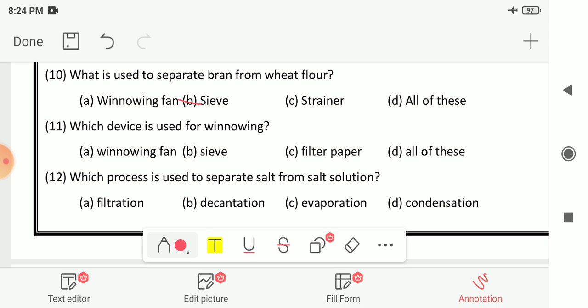Next, 11th number, which device is used for winnowing? The options are winnowing fan, sieve, filter paper or all of these. So here your answer is option A, that is winnowing fan is used for the winnowing.